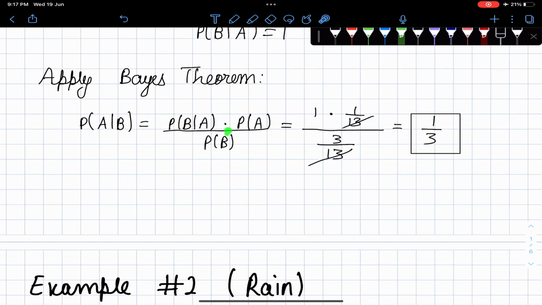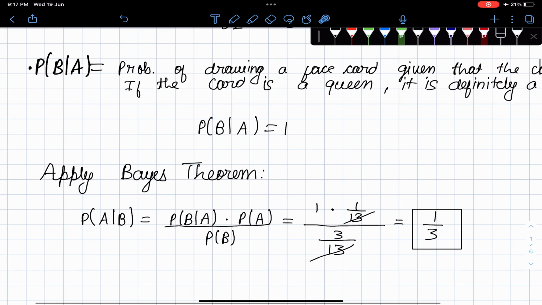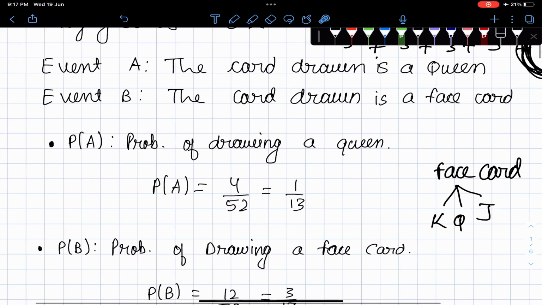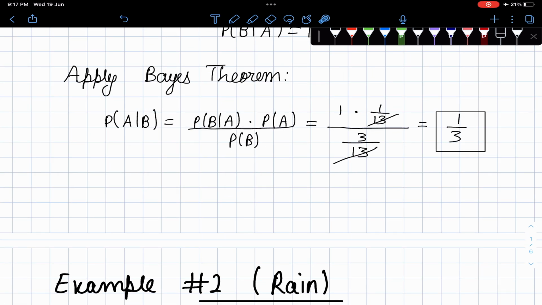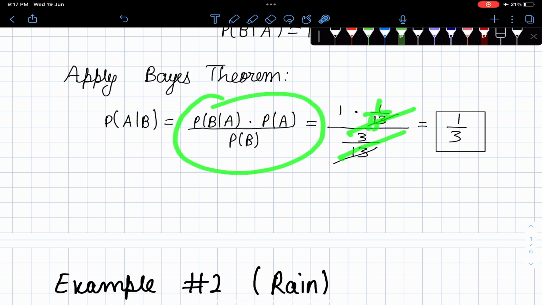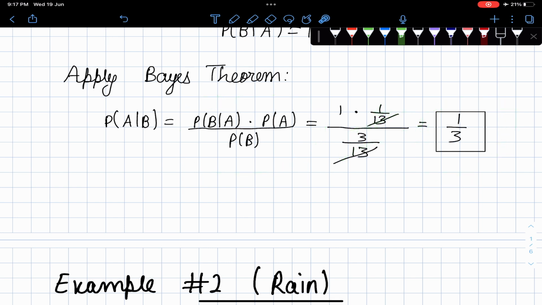And now, what is the probability of getting a face card? It is 3 by 13. We have talked about it earlier. We just put it in this formula and simplified it, and then we got our answer, which is 1 by 3. That's how we find our probability in the Bayes theorem, and this is how we use the Bayes theorem.